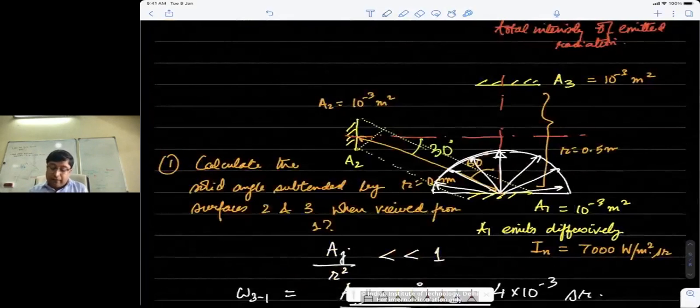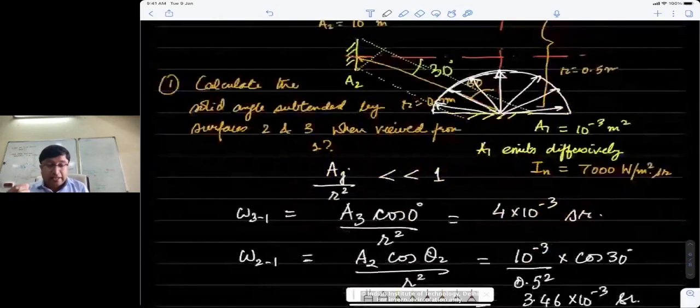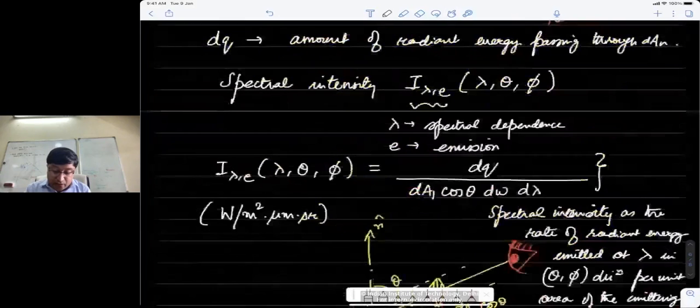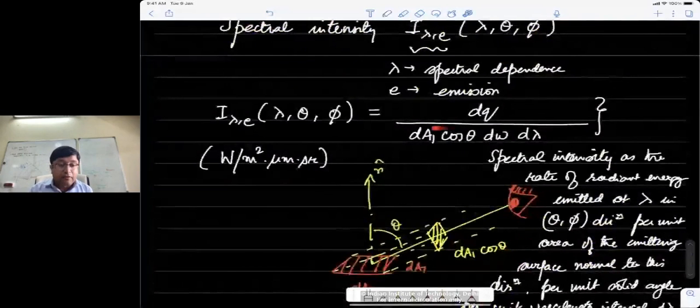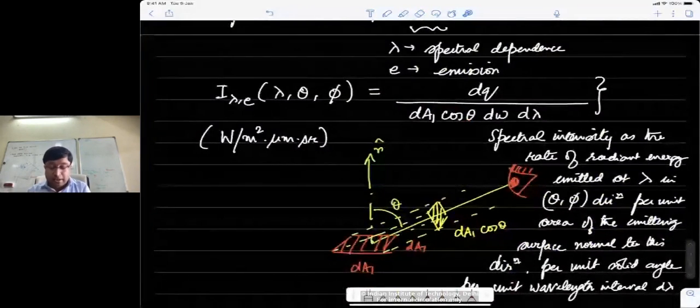how much is actually effectively leaving? What is leaving is the projection of A1 along the direction. Projection of A1 means you have to take cosine of this angle, 60 degrees, because that is what surface 2 is going to see. It is not going to see the entire area. That is what this angle theta was. Going back to the very starting of this lecture, when I said it is the projection of the emitting area, dA1 cosine theta, it is a projection of this area when viewed from a certain direction.